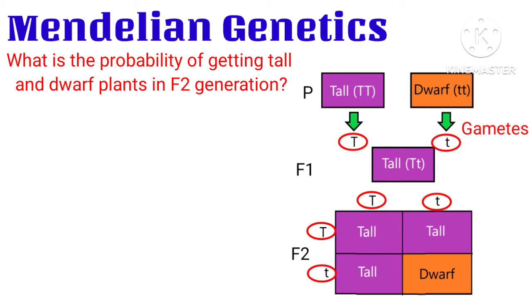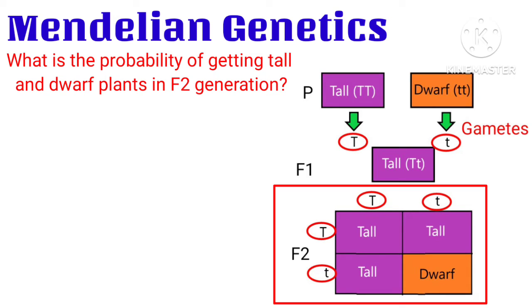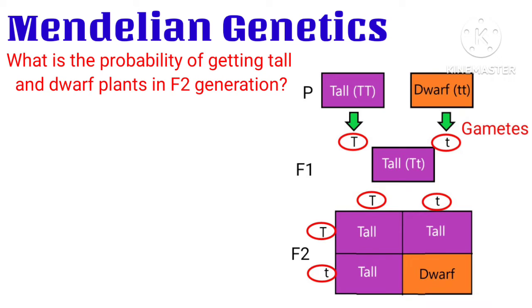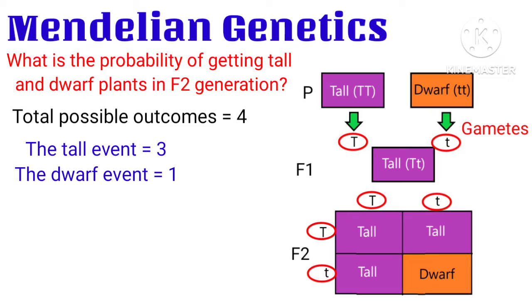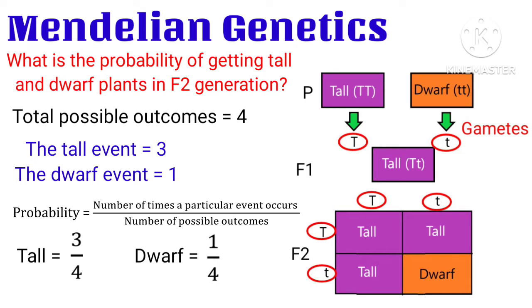Now let's solve one Mendelian genetics problem. If the phenotype of all F2 progeny are as follows, what will be the probability of getting tall and dwarf plants separately in the F2 generation? Here the total possible outcomes are 4 because only 4 combinations are possible. And for the tall event it is 3, and for the dwarf event it is 1. So the probability of tall is 3 by 4 and the probability of dwarf is 1 by 4.